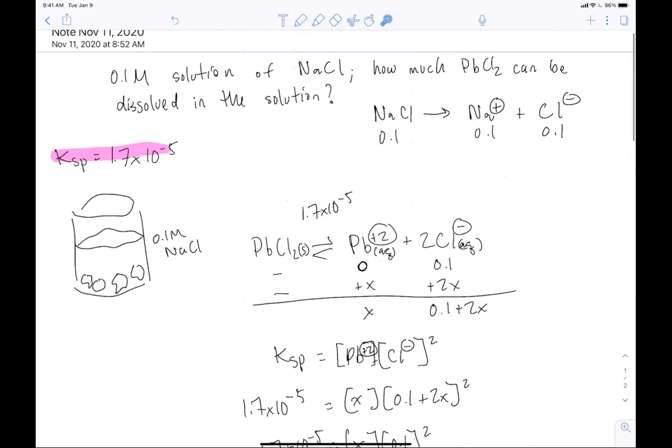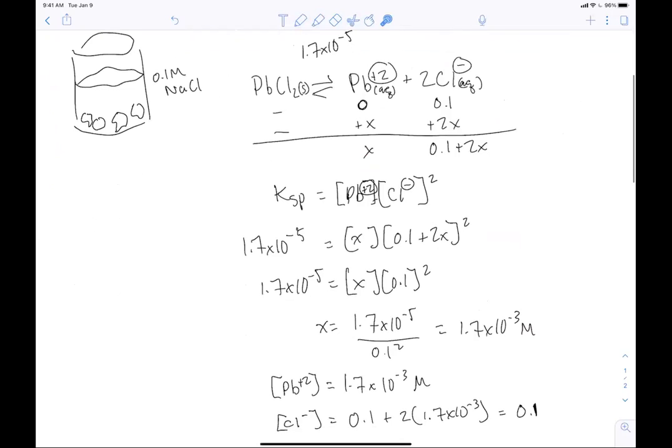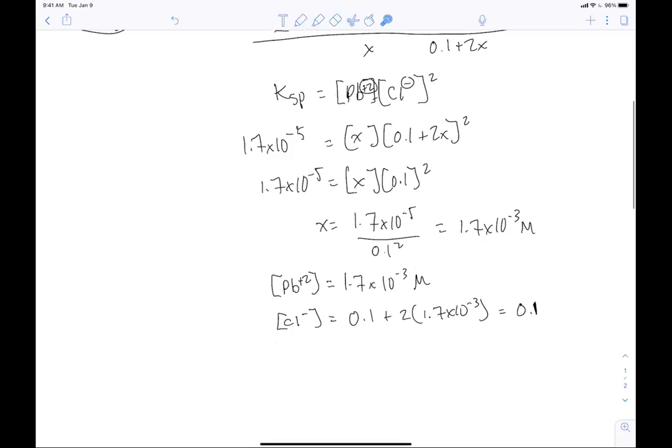Since I wrote it this way, since it asks how much lead chloride can be dissolved in solution, that is also going to be equal to X. Because this is one to one here. So how much is going to go into solution? It's going to be the same.